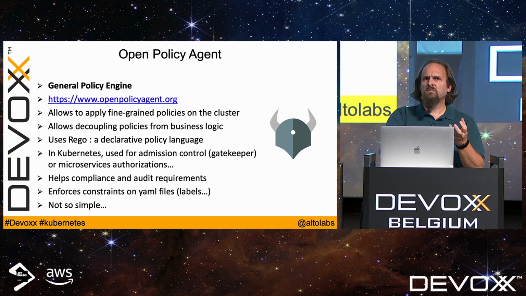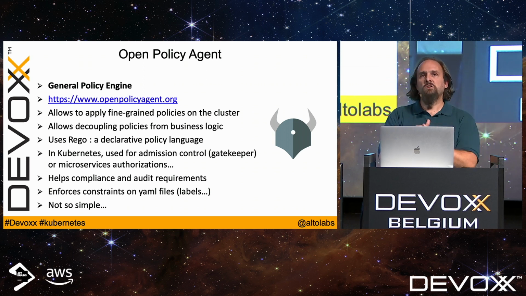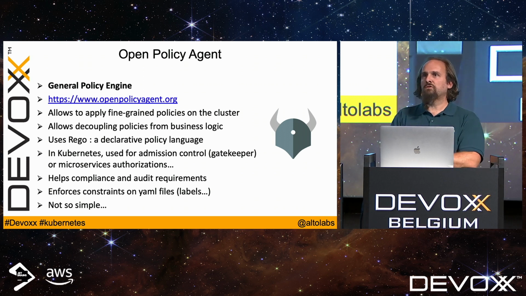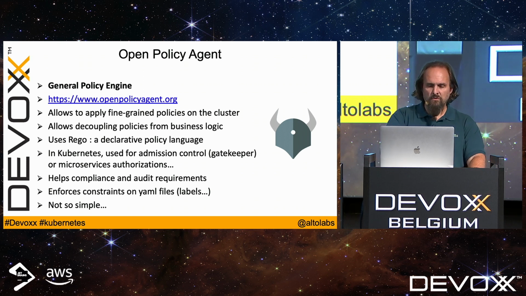Have you heard of Gatekeeper? No, really? Nobody? Okay, a few. That allows you to basically say, I don't want this resource to be created. You do an apply with a new resource, but it doesn't follow this policy or these things that I want to authorize. I don't want it to be accepted. And it's fully integrated into Kubernetes in order to enforce those policies. It helps with compliance and also audit. When you have audit requirements, some businesses require that.